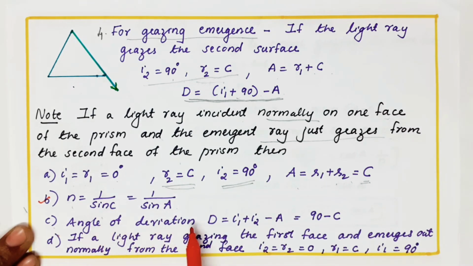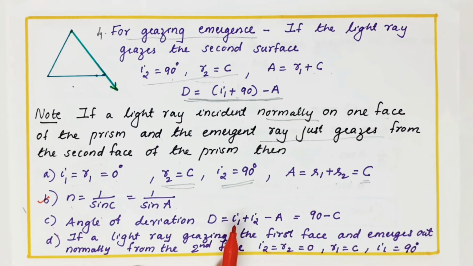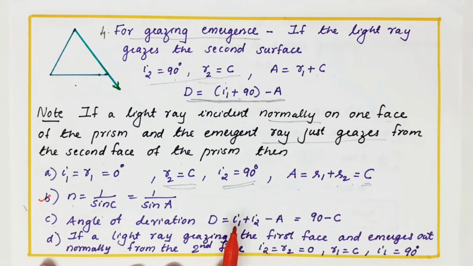Next, what happens to the deviation in that situation? I1 plus I2 minus A. I1 is 0, I2 is 90, so 90 minus A, or 90 minus C. Now if a light ray grazes the first face and emerges out normally from the second face, what is happening?